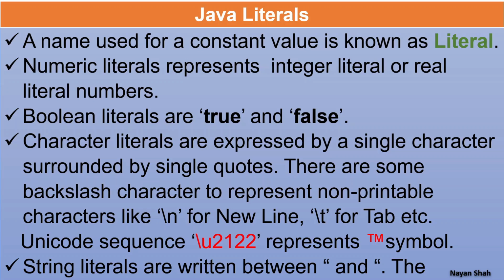TM together is a single character, but it is not available on the keyboard. Then how to do that? For that there are Unicode sequences, which are hexadecimal codes. A Unicode sequence begins with backslash u followed by 4 hexadecimal digits. So backslash u 2122 is used to represent the trademark symbol.